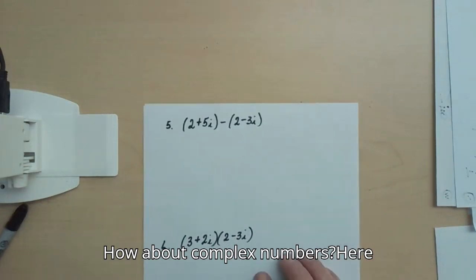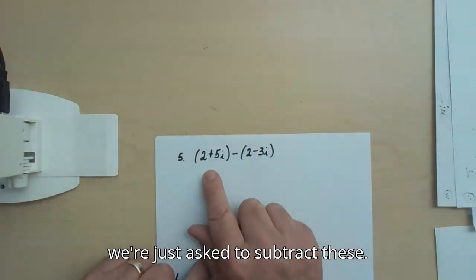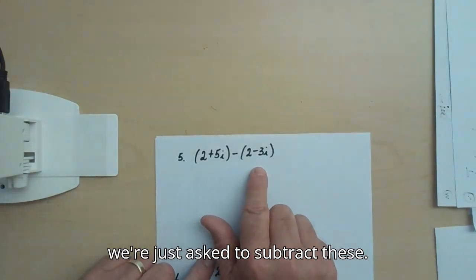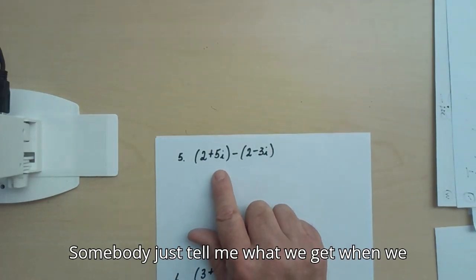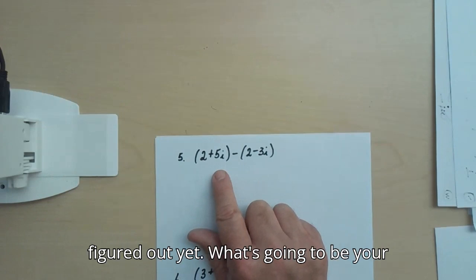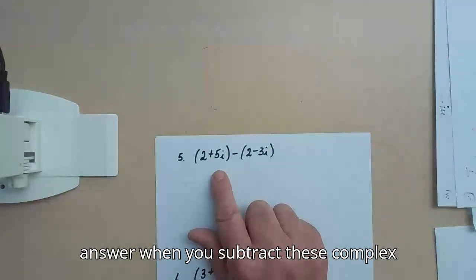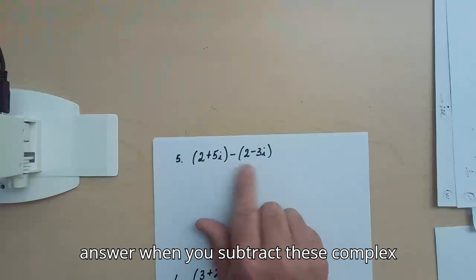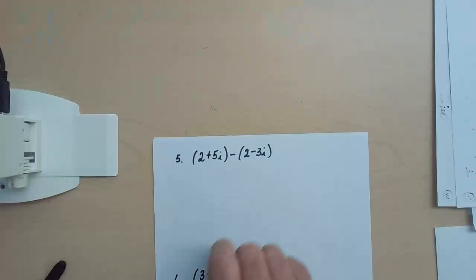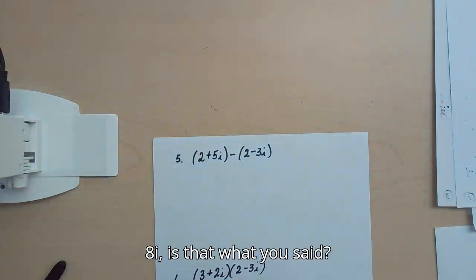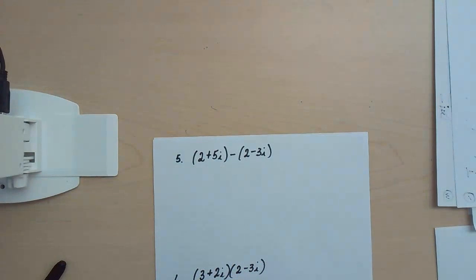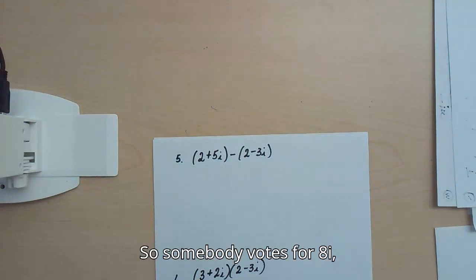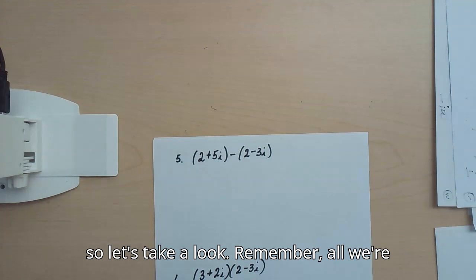How about complex numbers? Here we're just asked to subtract these. Somebody just tell me what we get when we do that. What's going to be your answer when you subtract these complex numbers? 8i, is that what you said? So somebody votes for 8i, so let's take a look.